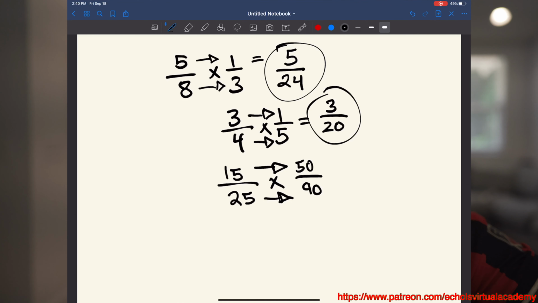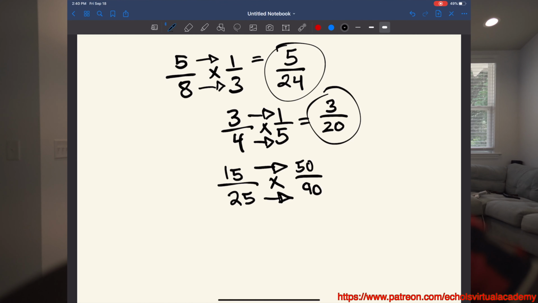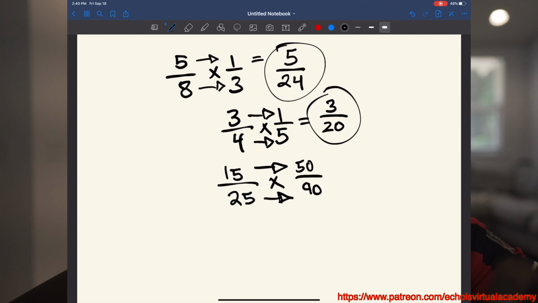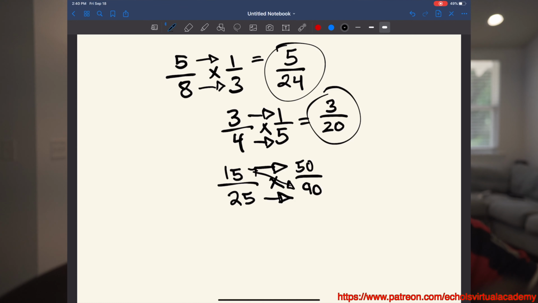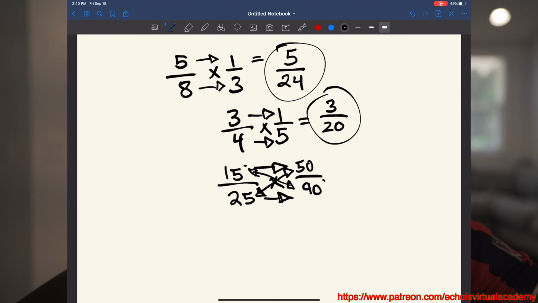Well, let Mr. Echols teach you a little trick. This is called seeing what numbers have in common, or reducing, or whatever your teacher may tell you. Mr. Echols is telling you whatever he wants to tell you. So instead of multiplying across, let's hold on just a second. And let's look and see what we have crisscross ways. What's the biggest number that can be divided into both 15 and into 90?